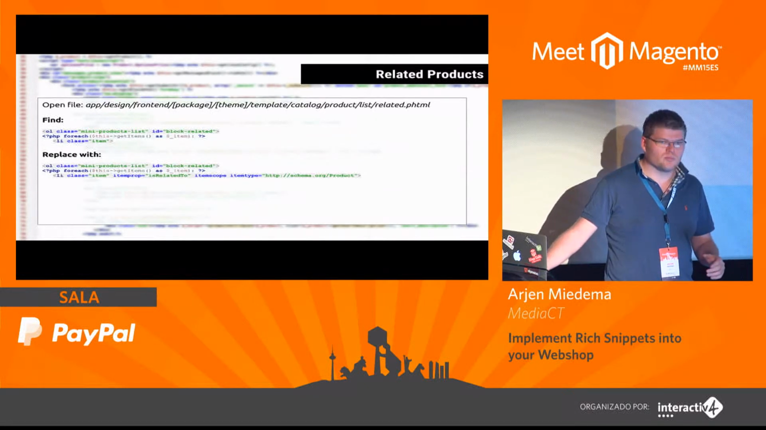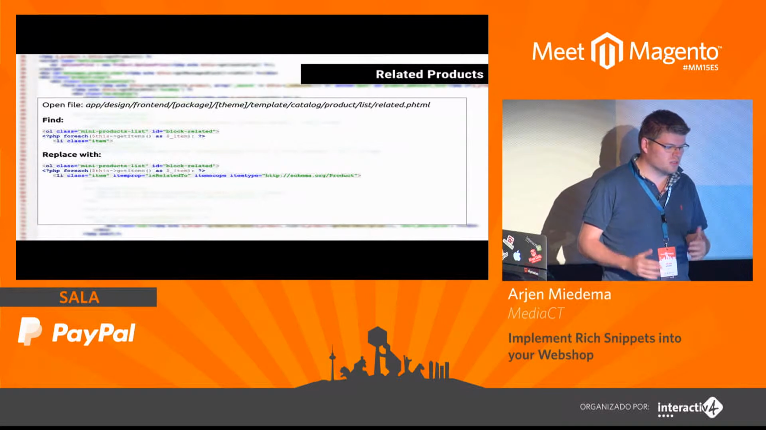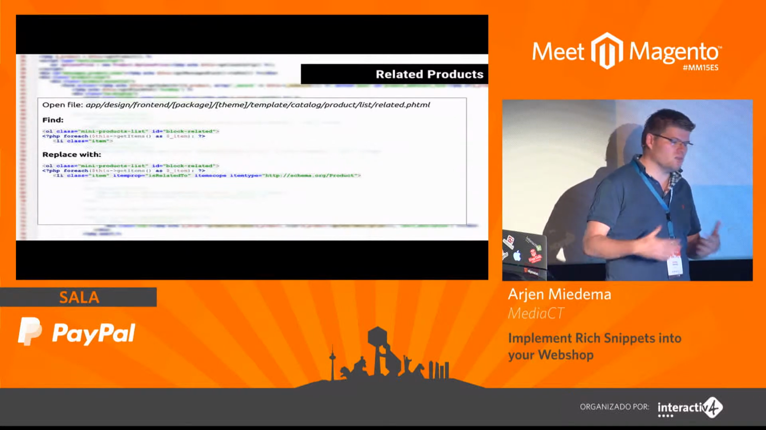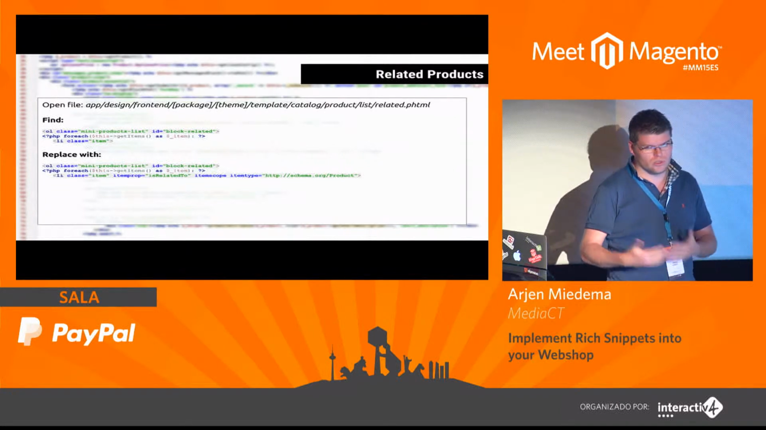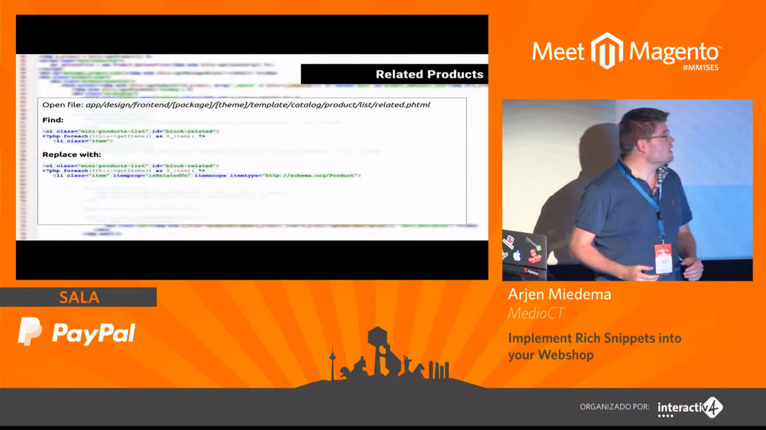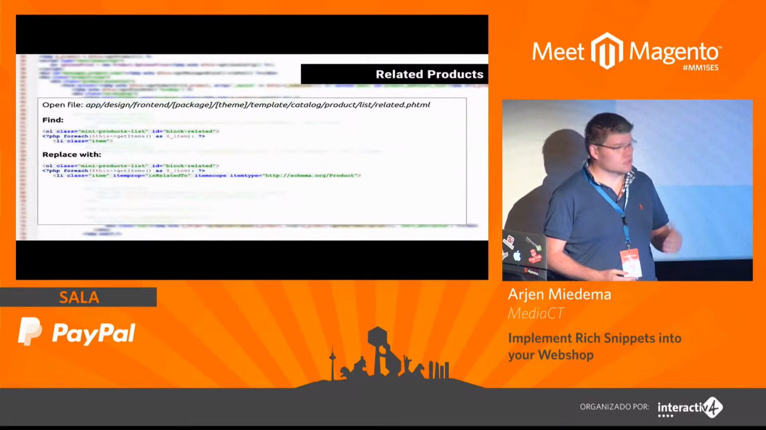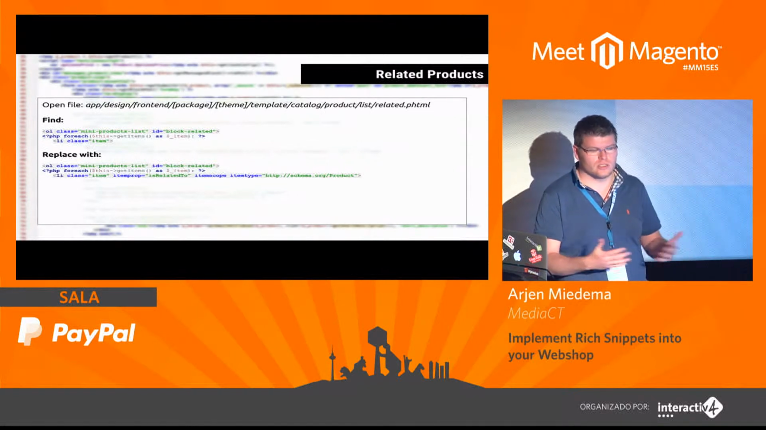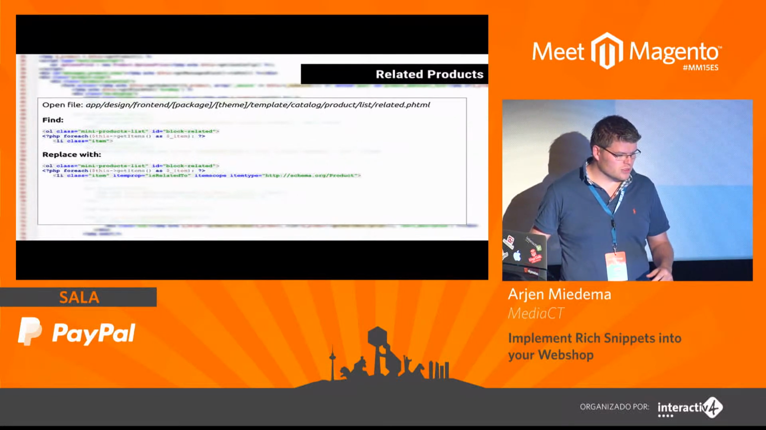Then you have the related products. This is also something that Google does not show yet on its pages, but it's something that might be coming soon, or maybe not. But it's good to add because other tools might use it. It's based on one standard, so it's good to use it and to add it.